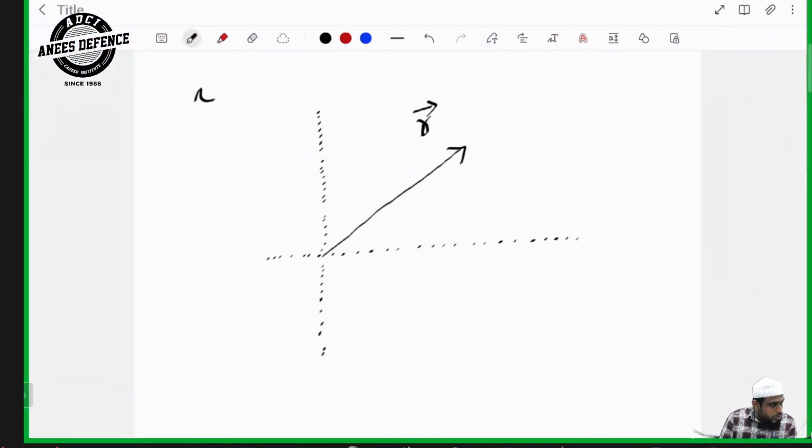So this angle can be assumed as theta. So this R can be resolved into two components. Along with the theta, this can be written as R cos theta. The other side of the angle, that is the vertical direction, can be written as R sin theta.